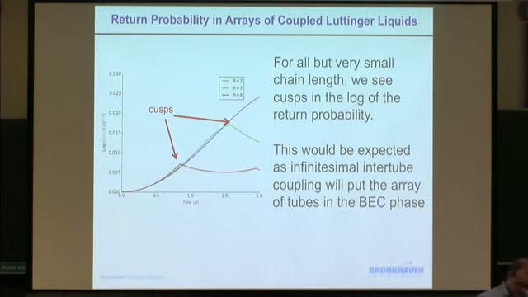So again, when we turn on the coupling between the tubes, we see cusps in the log of the return probability. This data here is for different tube lengths. You see for the shortest tubes, at least for the times we run out to with the ITEVD, you don't see any cusps, but that could be just a finite size effect, because the finite size of the tubes is cutting off the transition into the BEC phase. But for longer tubes, you definitely see these non-analyticities appear when you couple the tubes together.